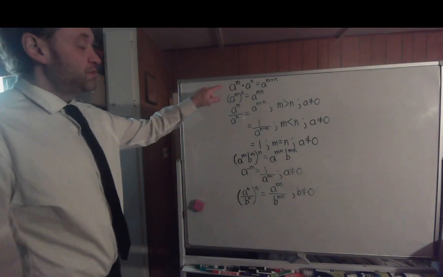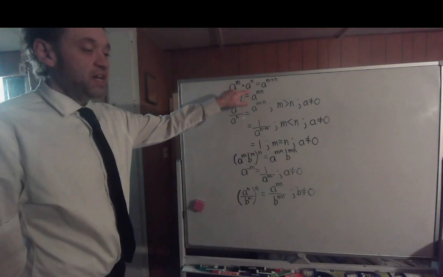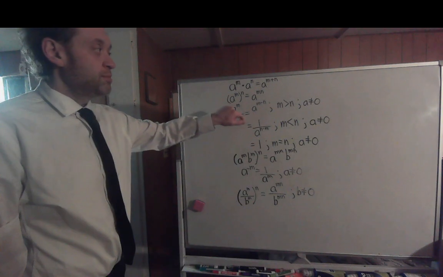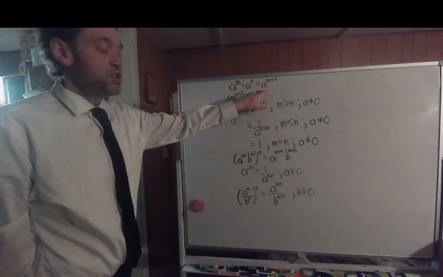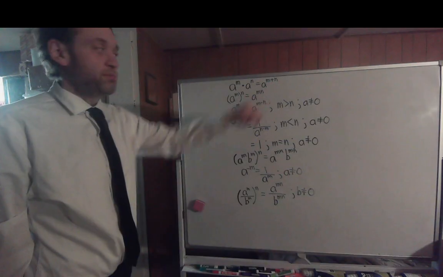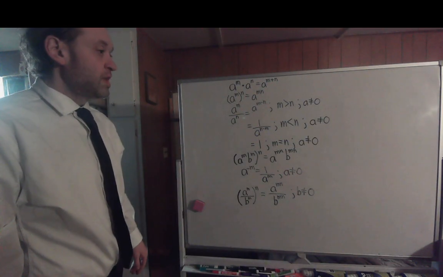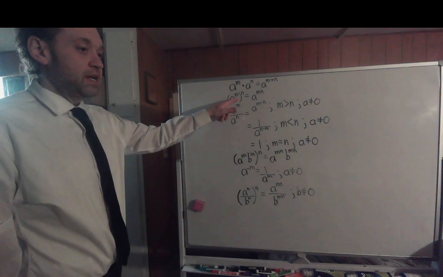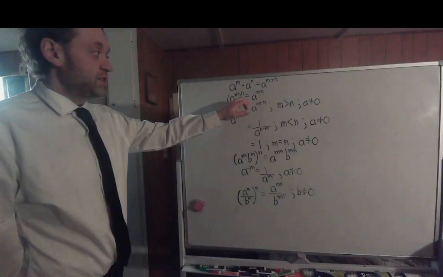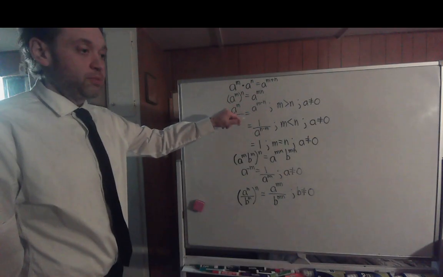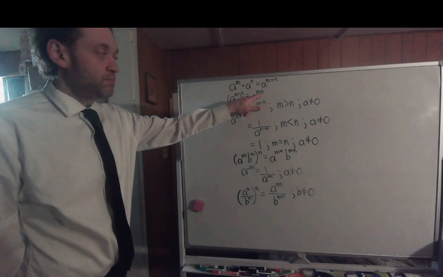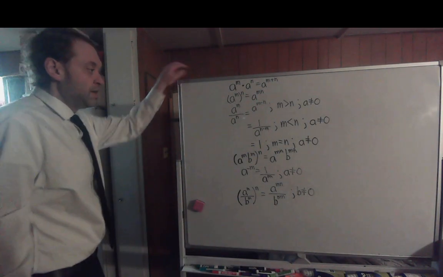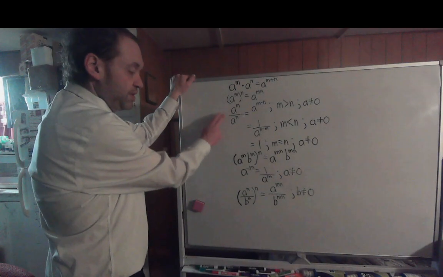So if you have two of the same base being multiplied together with different exponents, we remember it's the same base to the power of the two exponents added together. And then if you have a base with an exponent in parentheses raised to another power, so power to a power, it's that base to the power of the two powers multiplied together. Then you have your differences here.